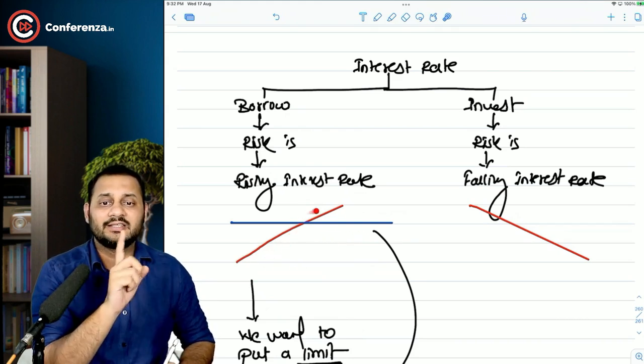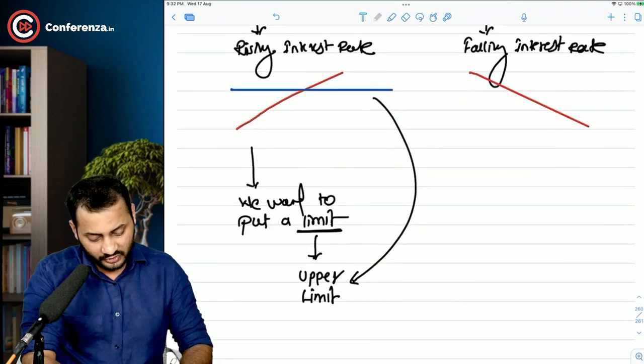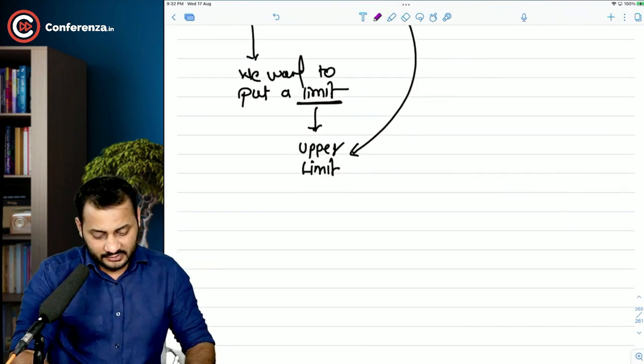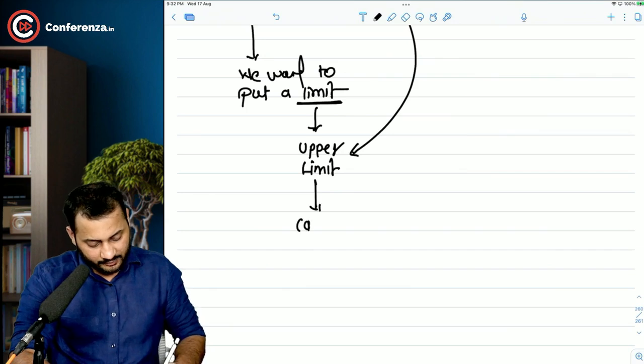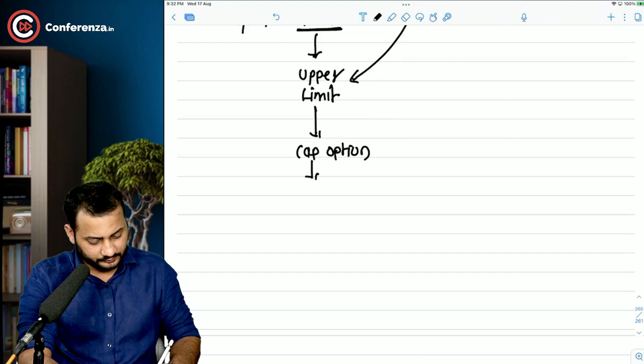Option will only be exercised in this area. So this is a non-exercise phase, not exercised, and this is going to be the exercised phase if it goes beyond that. This type of option is called a cap option. And obviously we have to pay the premium for this.